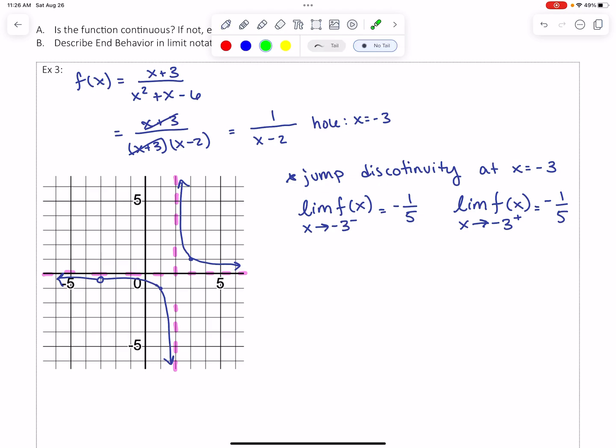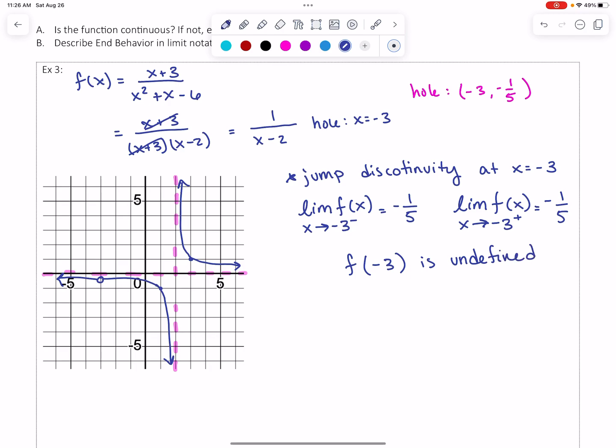Going back to Algebra 2, there were some Delta Math questions where you would say, hey, there is a hole at the point. I don't want you to write this down, put a different color so you don't write it down. There's a hole at (-3, -1/5), right? That would be the hole that we're working with. We're kind of working with a different vocabulary here. So we know that these two things are equal to the same number, but we know that f of -3 is undefined, right? If we plugged in -3 to our function, we would not be able to get an output. It would be undefined. So what we can say is, hey, the left-hand limit and the right-hand limit equal each other, but f of -3 is undefined. That is the definition of jump discontinuity.